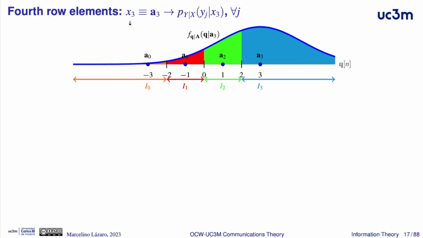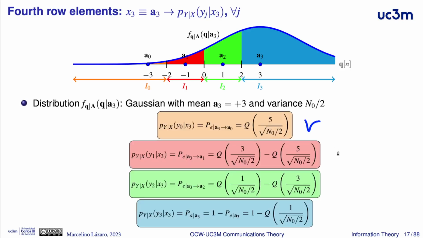And in the last row, we have the situation where the fourth symbol, A3, is transmitted. The conditional distribution now is a Gaussian centered at +3, the symbol that is transmitted, and the transition probabilities, again, can be easily computed with the Q function. They correspond to the integrals of this Gaussian distribution in the different decision regions.